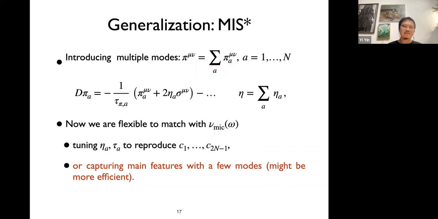Another way, which we will pursue, is that maybe we only need a few modes to capture the main features of this microscopic theory, and in these cases, this theory becomes very convenient, as I will now try to demonstrate.